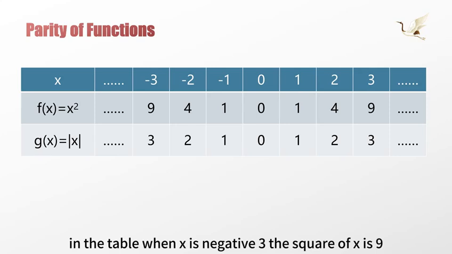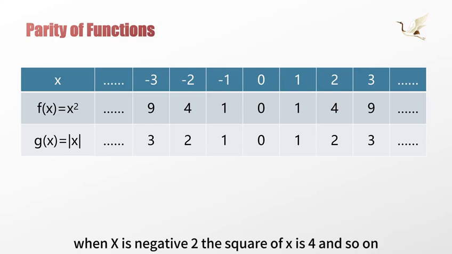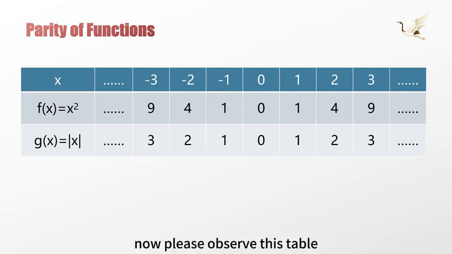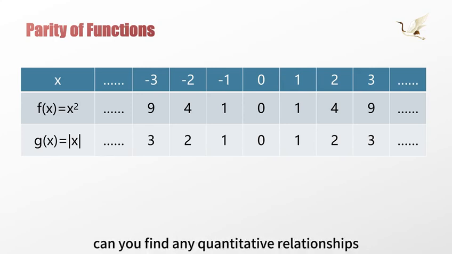When x is -3, the square of x is 9. When x is -2, the square of x is 4. And so on. We then fill in all subsequent function values in the table. Now please observe this table. Can you find any quantitative relationships?